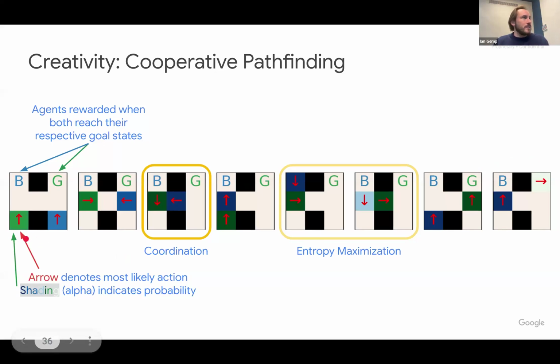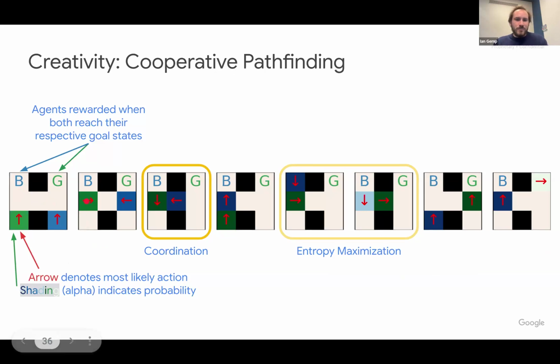In this domain, this is a cooperative domain. Agents receive reward when they both reach their respective goals. The green agent starts here and needs to reach this green block. This is always the initial state, so we don't use a uniform initial state distribution here. The blue agent needs to reach this top left block, but they have this path that they can't both cross at the same time. I'm just showing a rollout of the learned equilibrium profile over time.